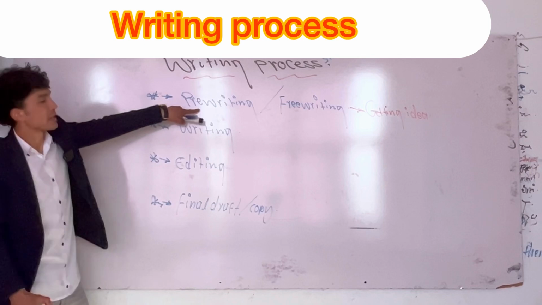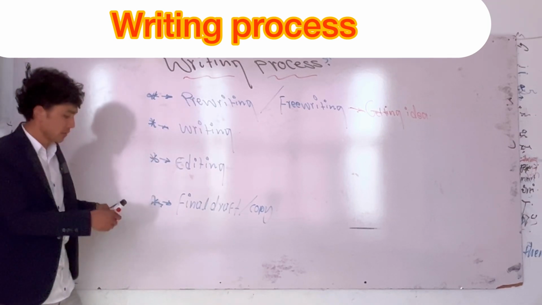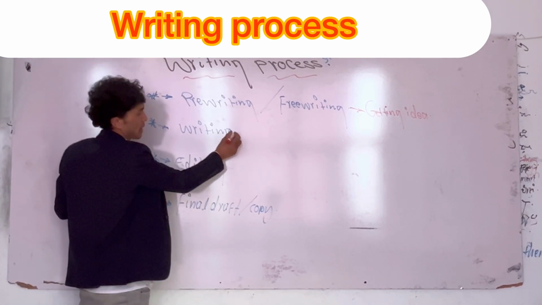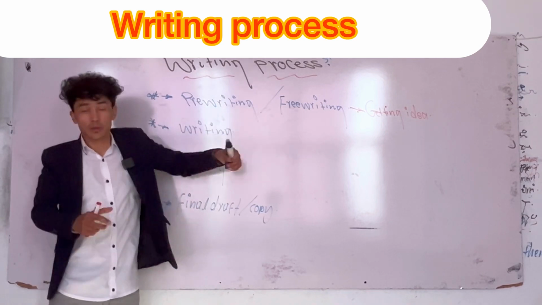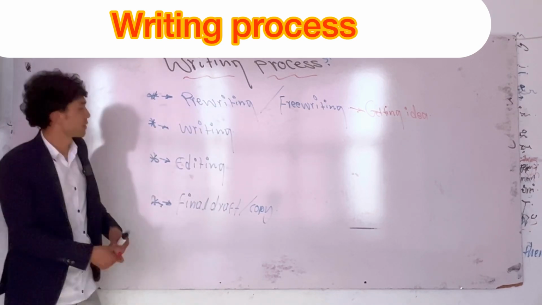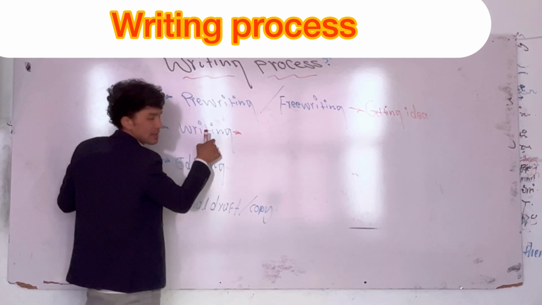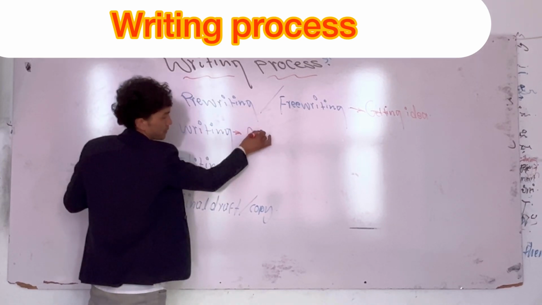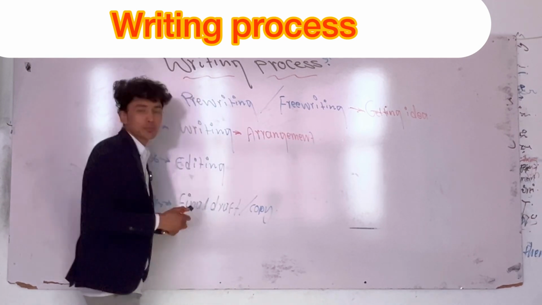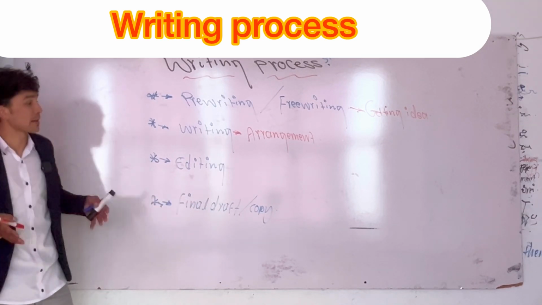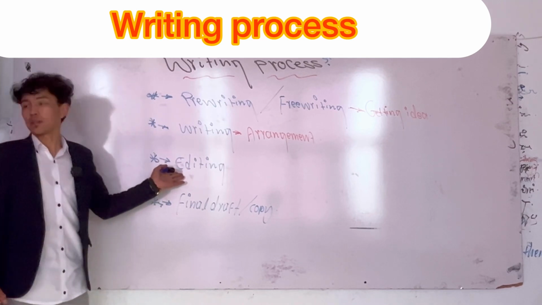So once you are done with getting ideas, you jump to the second step. I mean, you pick out a second paper, and you actually start writing. This step is called writing. Writing means you put all those ideas, all those words into sentences and make a paragraph. And the purpose of this step is arrangement, or organization. Put the ideas into sentences and make a paragraph.